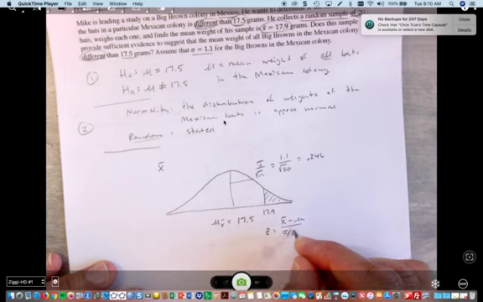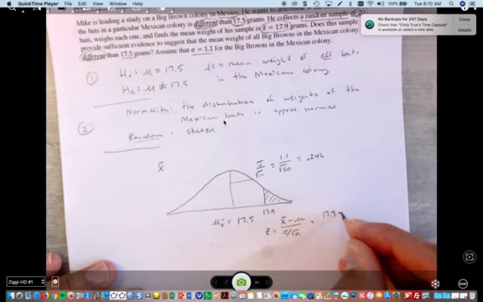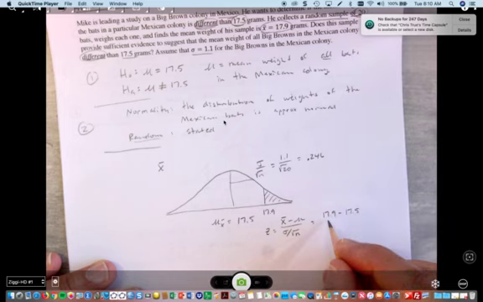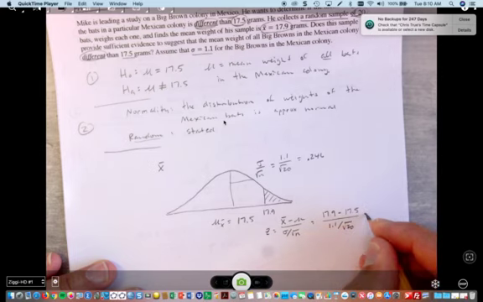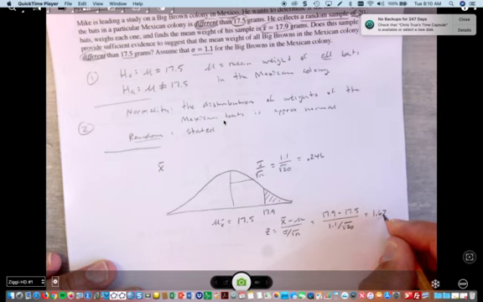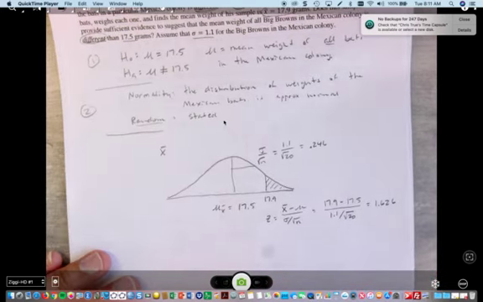Okay, divided by this. All right, so our sample mean was 17.9. Our hypothesized mean is 17.5. Our standard deviation was 1.1, and our sample size was 20. All right, so this gives me a z-score of 1.626.